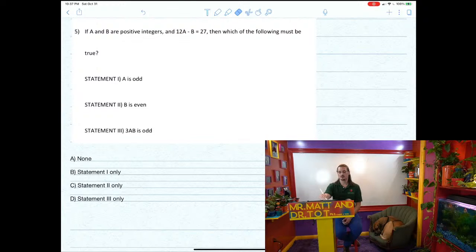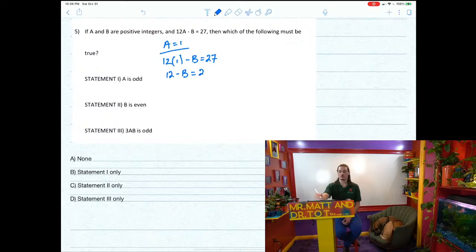Let's say that A is equal to 1. If A was equal to 1, then 12 times 1 minus B would be equal to 27. And so we would get 12 minus B is equal to 27. Subtracting 12 on both sides, I'd get negative B is equal to 15. So B would be equal to negative 15. However, A and B have to be positive integers. So that does not work. So I have to discredit that.